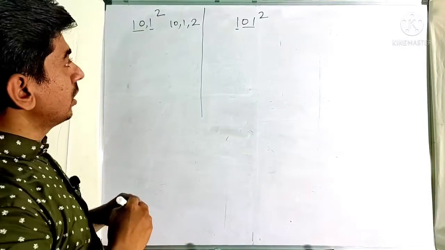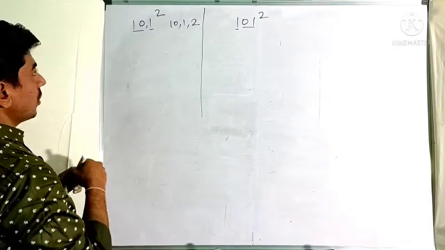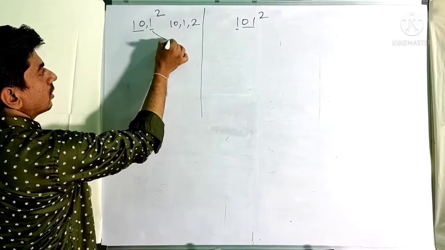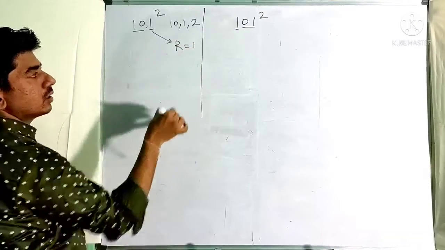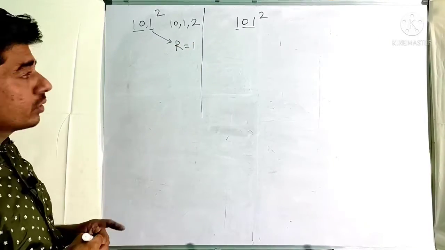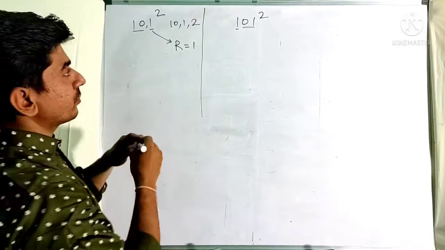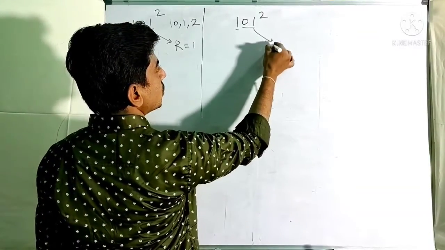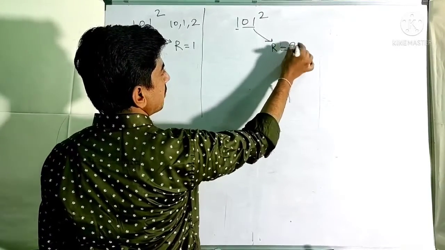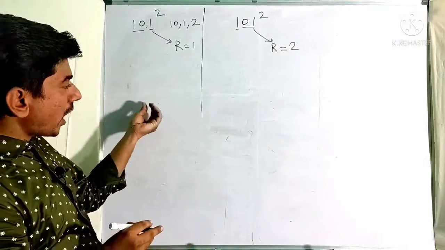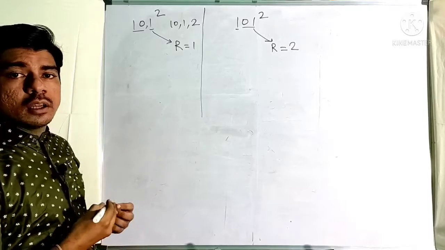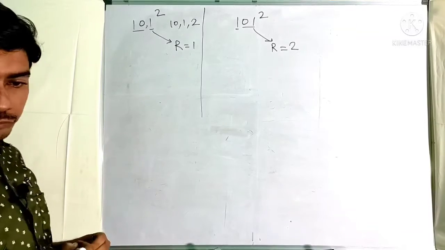Okay, now there are 2 parts, the left and right part. The right part has 1 digit. This is very important, friends. The right part will tell you how many digits you have to leave before writing the answer.